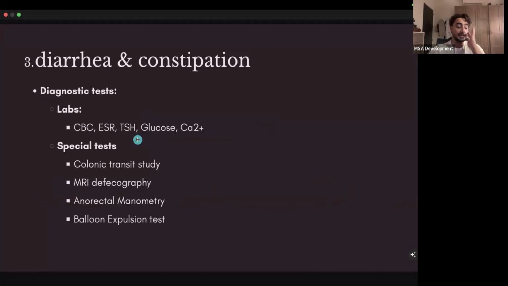Okay. Now, tests that we could run, your go-to labs are always going to be CBC, ESR to see if there's any underlying inflammation going on, TSH, glucose, and calcium, obviously, because hypercalcemia can also cause constipation. Now, there are special tests that you could do, like these ones, colonic transit study. I mainly want you to know the colonic transit study. I do remember getting a couple questions on it.